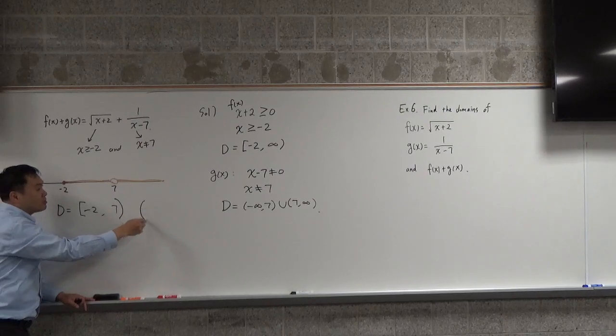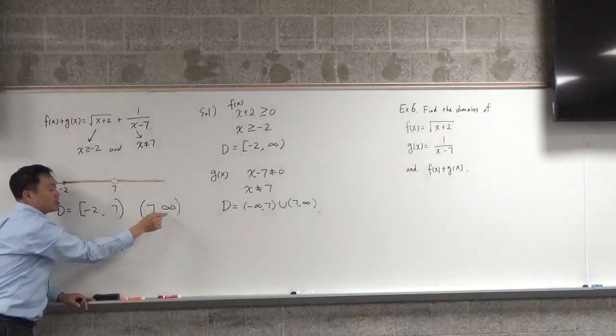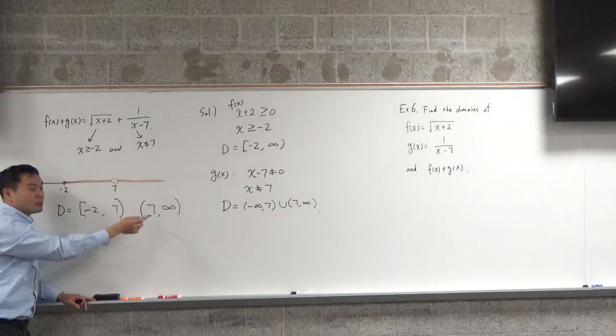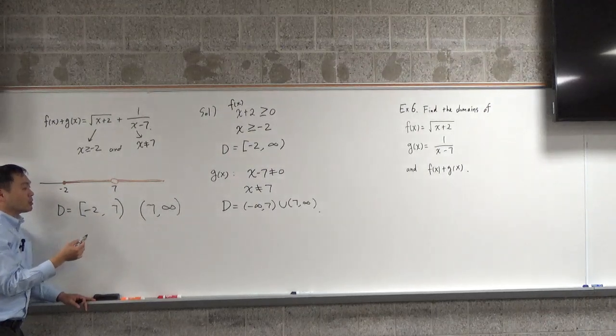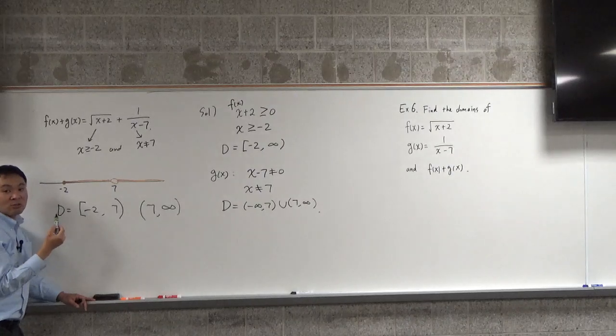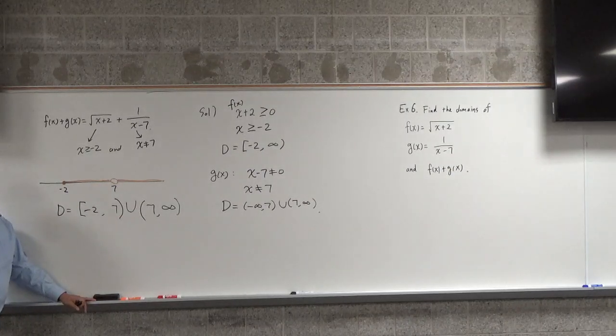Okay, what's the other piece? This one. Starts at 7, right? Goes to infinity, and both open because 7 is not included. Infinity is always not included. Infinity is not a real number. Okay, and then if you have more than one interval, what do you do? You put a union. Okay? So that's the answer to this question.